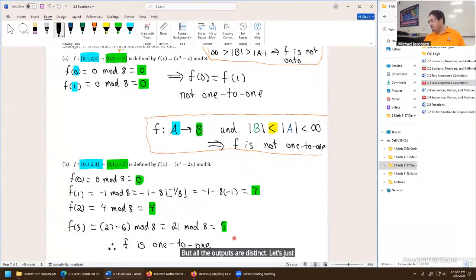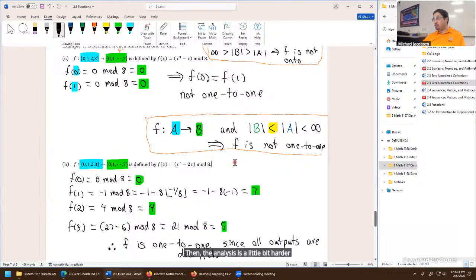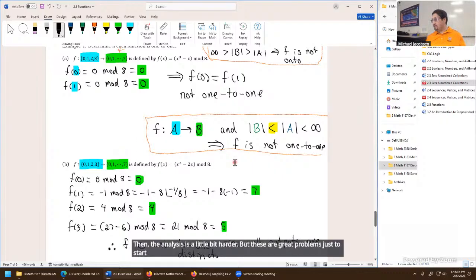Let's just put that as a side thought. Since all outputs are distinct. And there's a lot of concepts you could connect to this. If you're dealing with finite sets, then 1-to-1 is essentially saying the size of the domain equals the size of the range, not the codomain, but the size of the range. If those are equal sizes, then you've got 1-to-1. If the domain or codomain, one or the other, are infinite sets, then the analysis is a little bit harder. But these are great problems just to start thinking about 1-to-1.